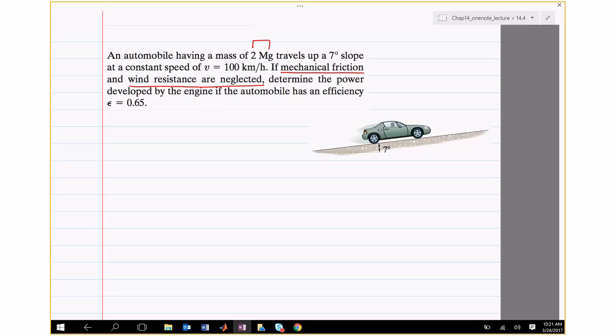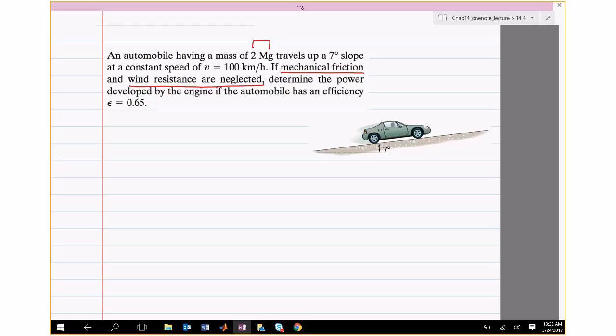Okay, so the question is, this automobile is going uphill. It has a certain weight. It's going at a constant speed, so it's not accelerating. You've got to find the power developed by the engine, given that the efficiency of the engine is 0.65. So you want the power which the engine is using to go uphill. However, since the efficiency is 0.65, the actual power would be more than what is needed to move it uphill, right? Because it's only 0.65 efficient. So first I'll find the power needed to move uphill, and then using the 0.65 I can find the actual power needed by the engine.